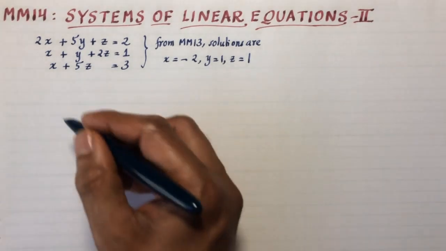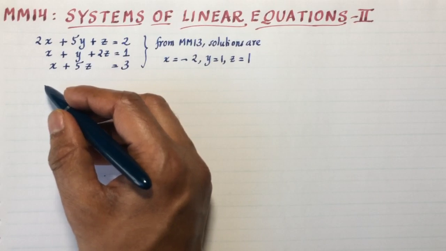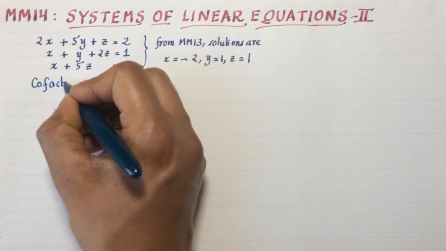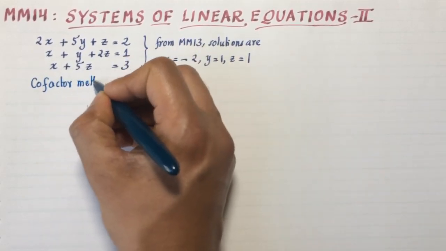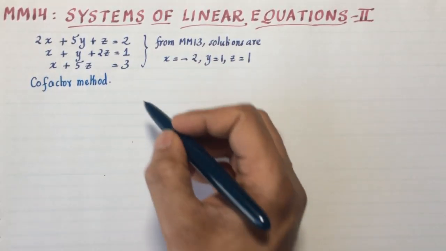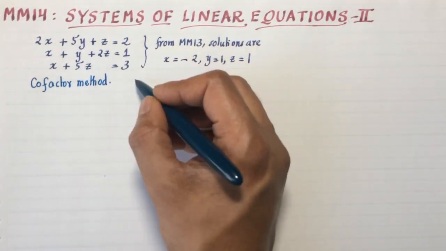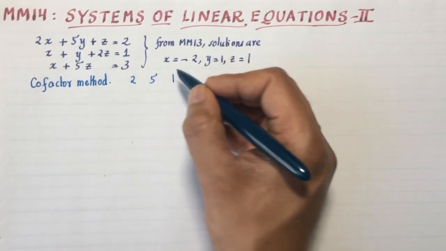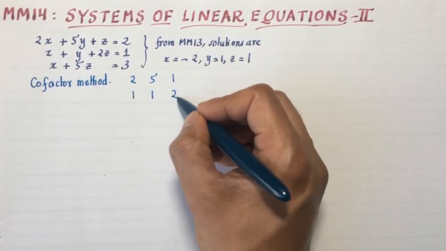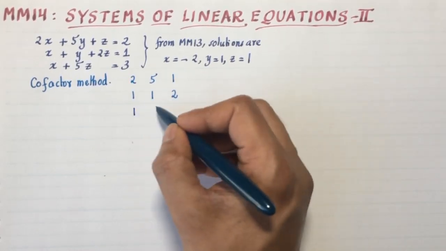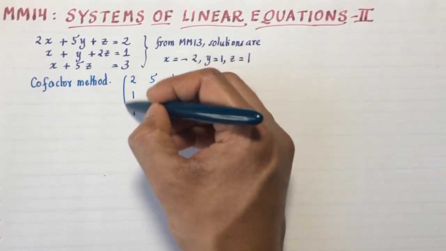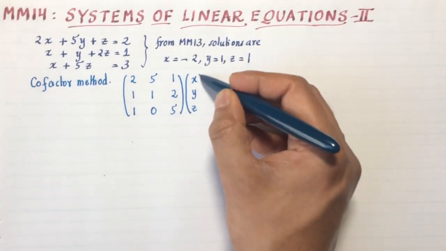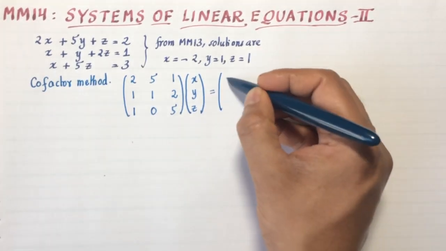Now the approach that I'm going to follow is called the cofactor approach. And it works like this. Suppose I can write this thing in matrix form. So I'll get 2, 5, 1, 1, 1, 2, 1, 0, 5 times xyz is equal to 2, 1, 3.